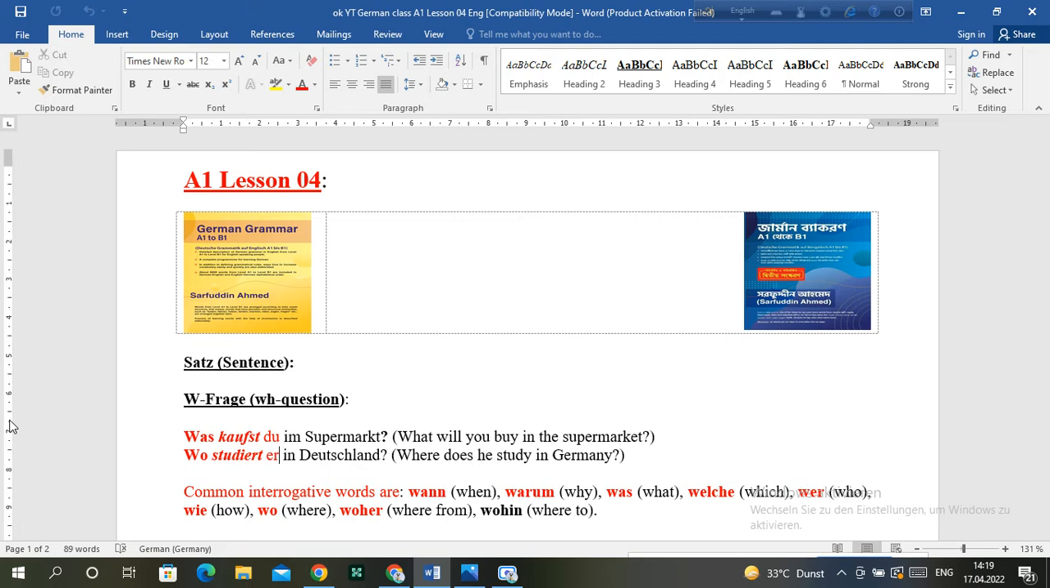Let us take another example. Wo studiert er in Deutschland? Where does he study in Germany? At the beginning, we have an interrogative word, namely wo, and then we have a verb, studiert, and after the verb we have the subject, er, and then the other parts of the sentence.